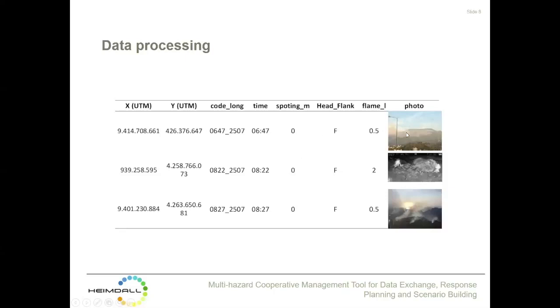It also says if the photo shows the head of the fire, the flank, or the tail, and also the flame length. In that case, it's in meters, so 0.5 or 2 meters of flame length, etc. Then this information can be drawn on a map, and in the next steps of the methodology, during the analysis, can be used to obtain a final reconstruction of the incident and its evolution.